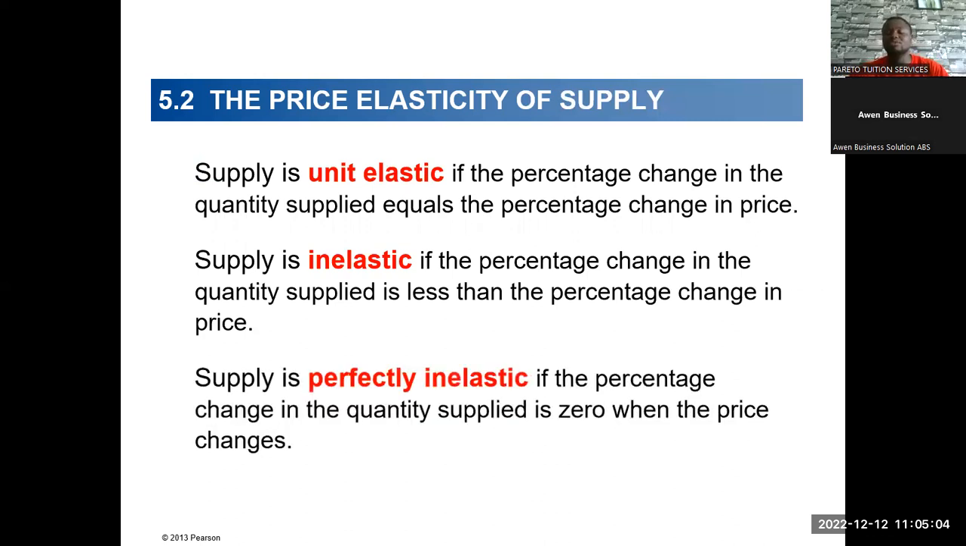Here, quantity supplied will be 0, even if price changes. This one is more common to the goods that have fixed supply. As soon as they produce the quantity they can ever produce, that is all. It doesn't matter. Even if price changes, they cannot increase their quantity to take advantage of the price. So it makes the supply perfectly inelastic.